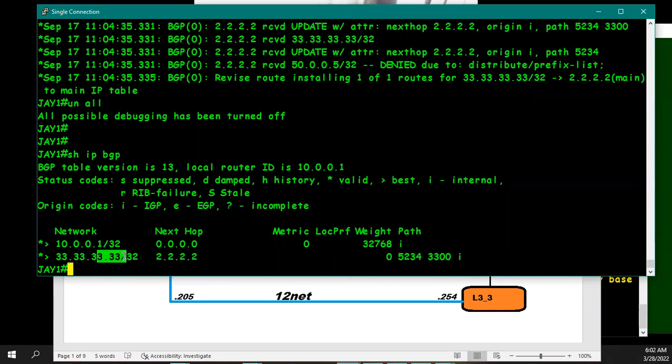3333 originated from autonomous system 3300. That's the path right there. Autonomous system 3300, in essence, comes through autonomous system 5234. Like I said, an external BGP speaker doesn't care about those sub-autonomous systems. The only time you'll see the sub-autonomous systems is when you're actually looking at a BGP speaker internally.